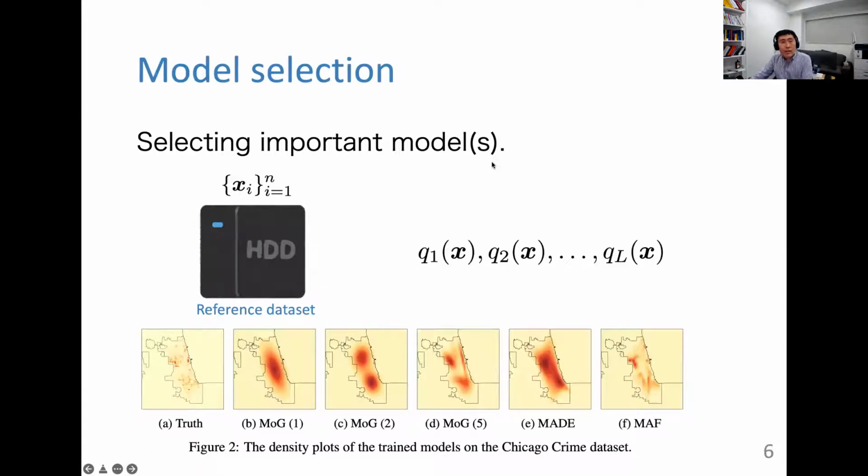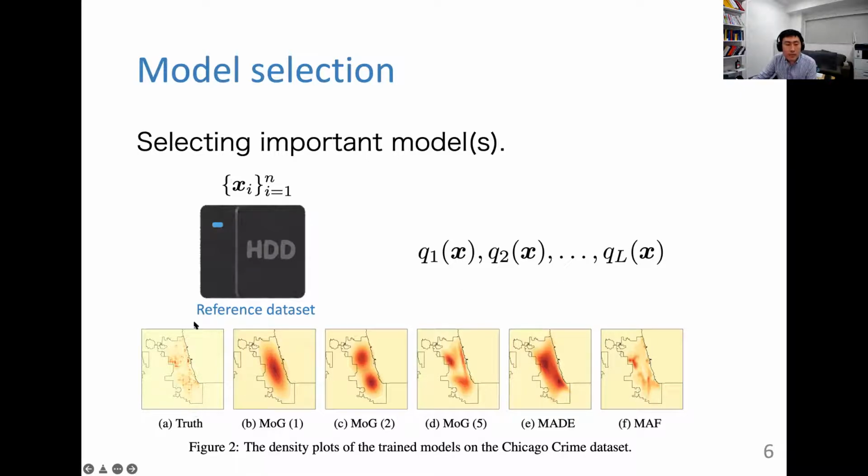Also, we can do model selection. This is simply replacing the data sets with models. For example, again, we have some reference data set. This is the N samples. And we have L number of models, like Q1, Q2, QL, they are models.